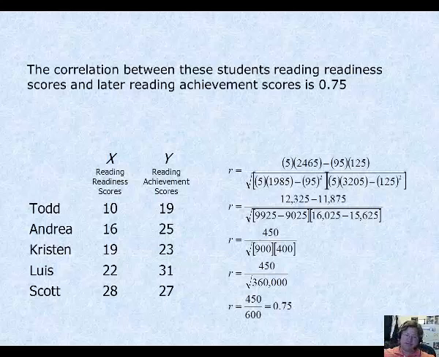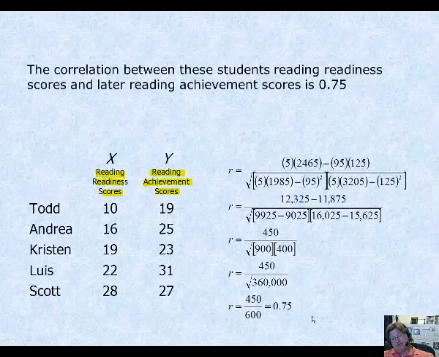So I created some dummy data here where I wanted to take some reading readiness scores of 5 people and then correlate it to their achievement scores on some kind of reading test. So we've got two variables, X and Y, 5 participants, and I want to know what the correlation is between these two sets of scores.